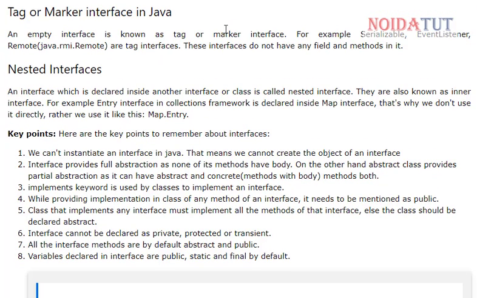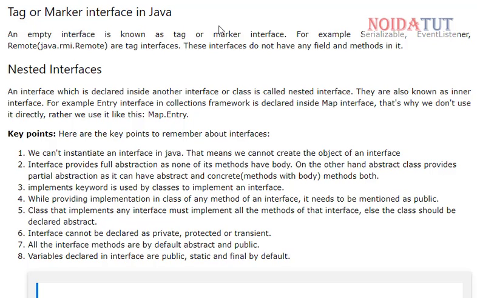Tag or marker interface in Java. An empty interface is known as a tag or marker interface. For example, Serializable, EventListener, Remote are tag interfaces. These interfaces do not have any fields or methods in them. Nested interfaces. An interface which is declared inside another interface or class is called a nested interface. These are also known as inner interfaces. For example, the Entry interface in the collections framework is declared inside the Map interface. That is why we do not use it directly.